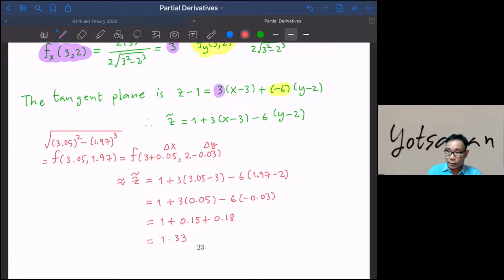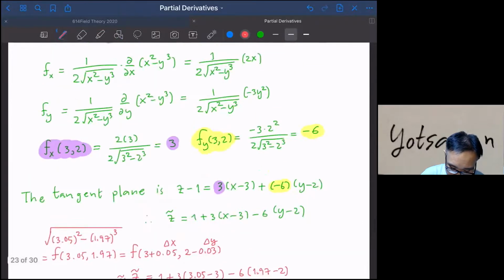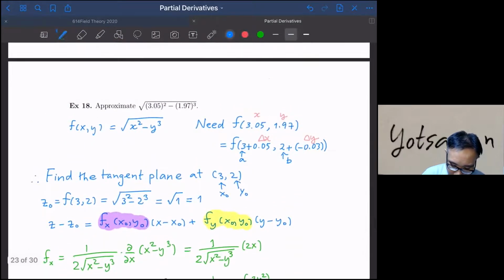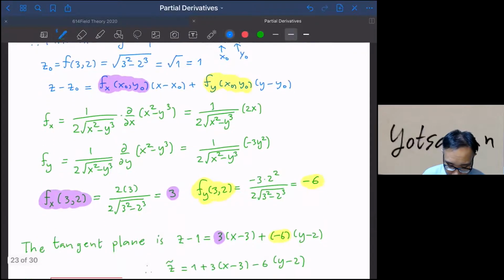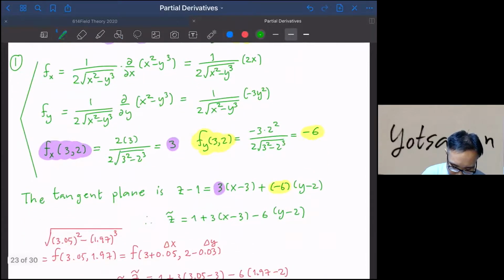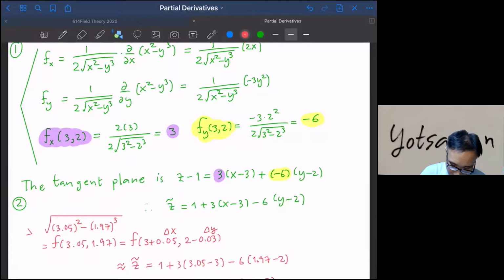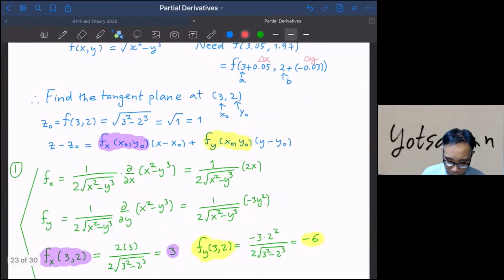Okay, so let me conclude what I did. It's going to consist of 3 steps. The first one is you are asking for the tangent plane. So the first step turns out to be the green guy. Okay, so this one will be your first step. And your second step will be when you have the tangent plane. And the third step will be your approximation. So it's first step, second step, third step.